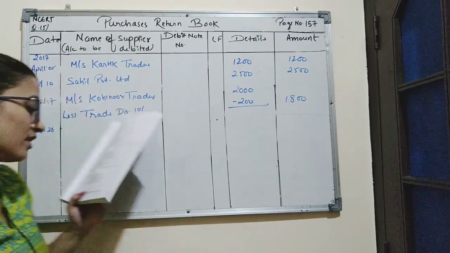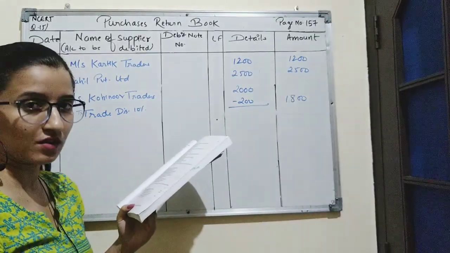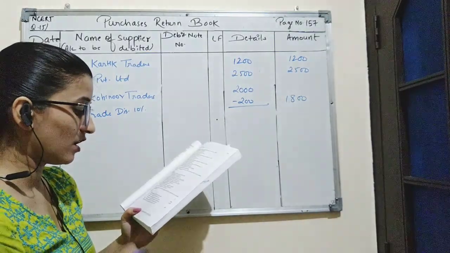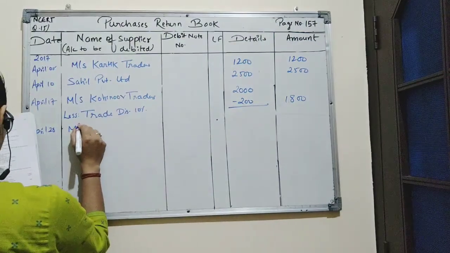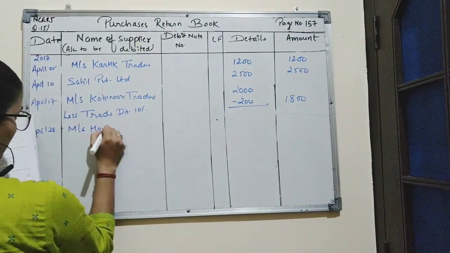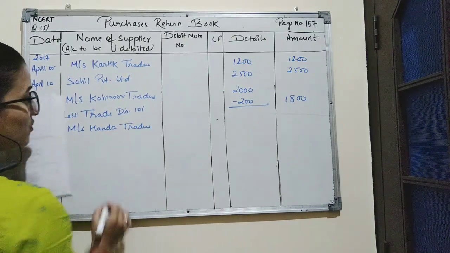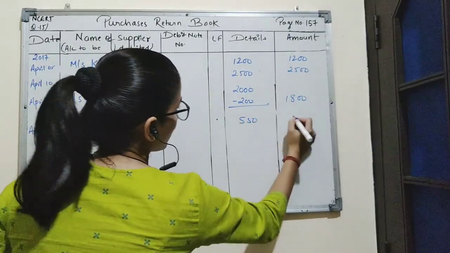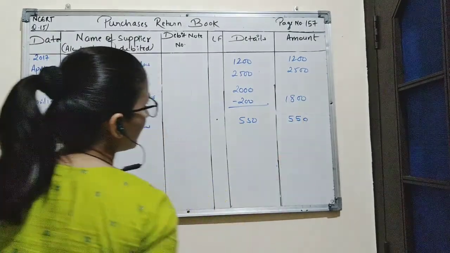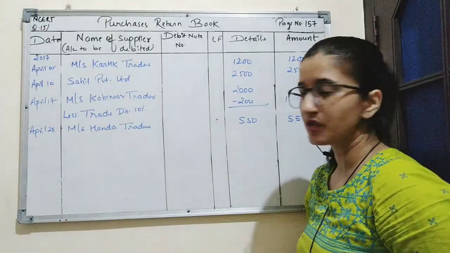Now last transaction is on April 28. Return outwards to Miss Handa Traders. Now return outwards is known as purchases return. So purchases return to Miss Handa Traders. Name of supplier will be Miss Handa Traders and the amount is 550. So total amount will also be 550. So these were the 4 transactions in purchases return book.